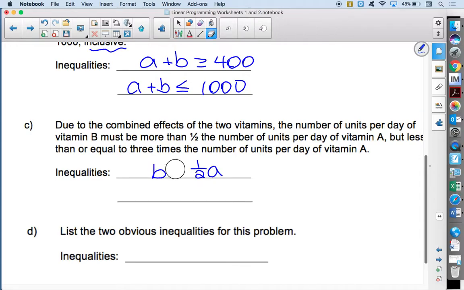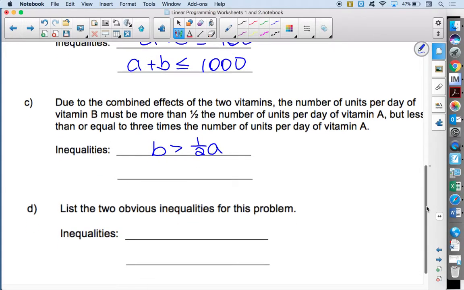And it's actually no equal to, because it just says more than. So put a greater than sign there. Nice job. So B has to be half the number of A. So 1/2 times A. B has to be more than that. And then the second part of the sentence, it has to be less than or equal to 3 times the number of units per day of vitamin A. Abby, do you have that one as well? A is less than or equal to B. Good.